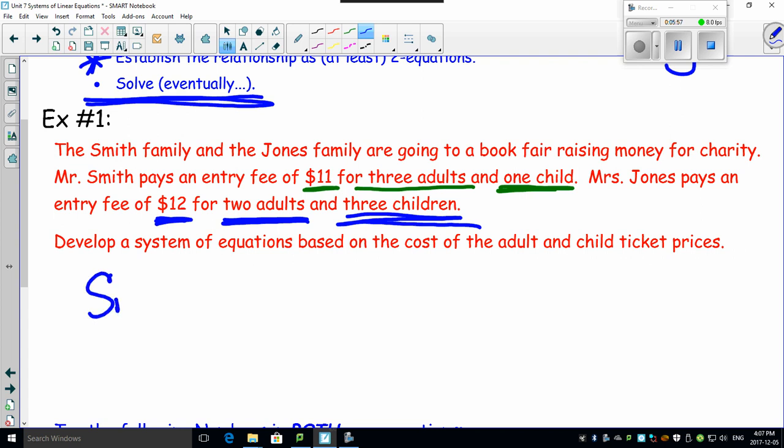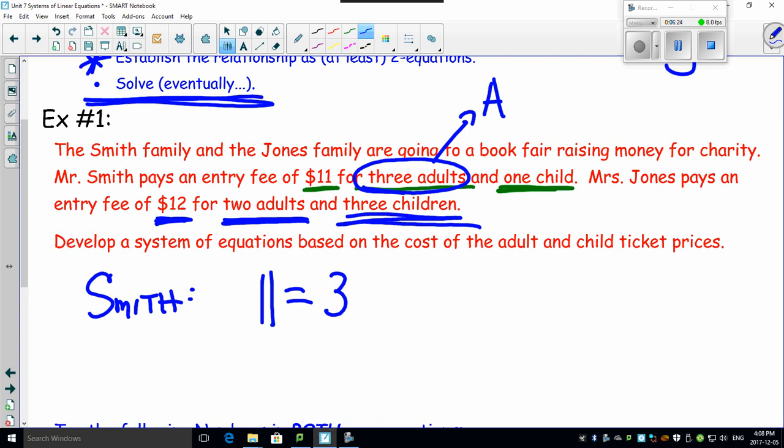Let's talk about Mr. Smith and what did he end up doing here. Mr. Smith pays an entrance fee of $11. That consists of 3 adults. Notice this is the second time I'm reading this. 3 adults. Well, wait a second. Let's choose a symbol for adults. Let's just use A, A standing for adults. So I have 3 adults, 3A. Well, that was easy enough to do.